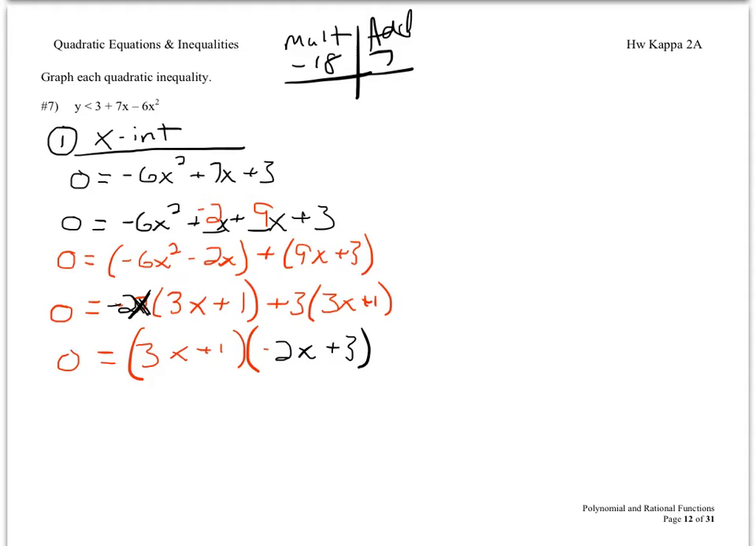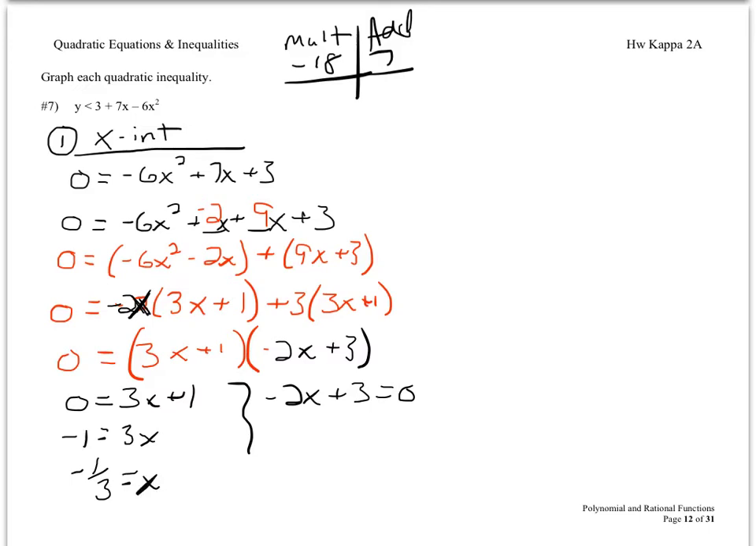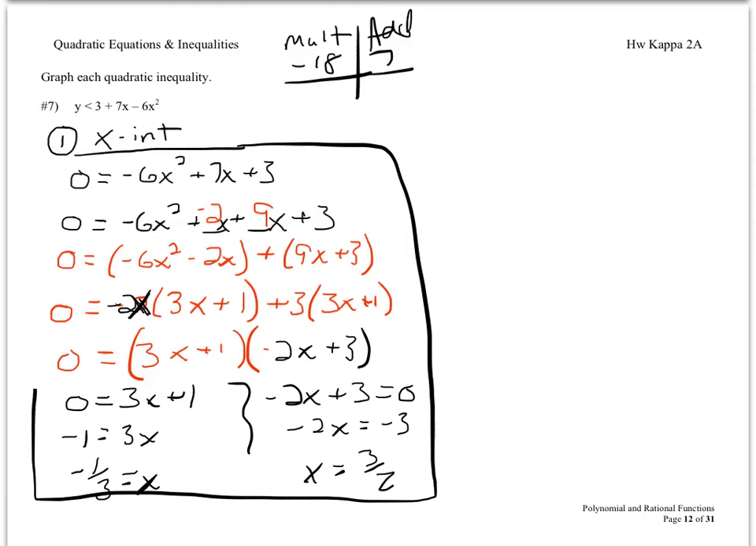Set each of those factors equal to 0. So we get 0 equals 3x plus 1, and we get -2x plus 3 equals 0. So we get x equals -1/3 for one of our x-intercepts, and we get x equals 3/2 for the other. So the x-intercepts for this, the roots, the zeros, are -1/3 and positive 3/2.